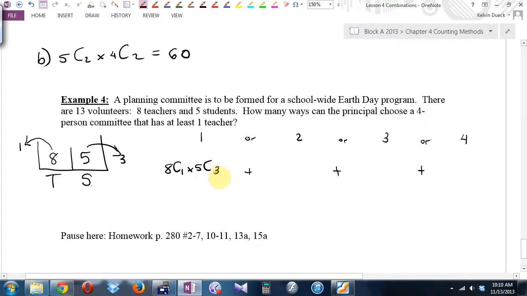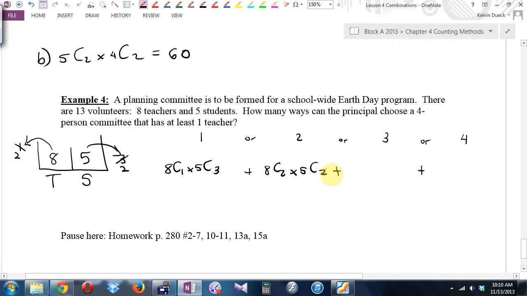From 8 teachers, choose 1, and from 5 students, choose 3 of them. It doesn't mention order, doesn't talk about first, second, or third, so I know it's a choose. In fact, a committee question is going to be a choose unless they start talking about specific positions within the committee, like president, vice president, secretary. Well, then the order matters. What's the next case? How many teachers? How many students? Translate it. What choose what? 8 choose 2 and 5 choose 2.